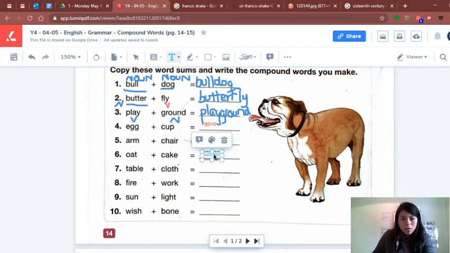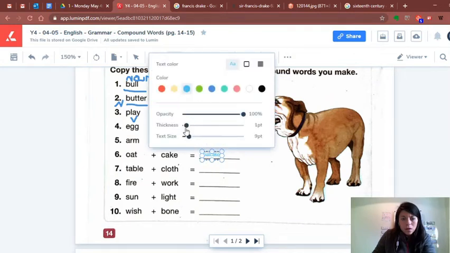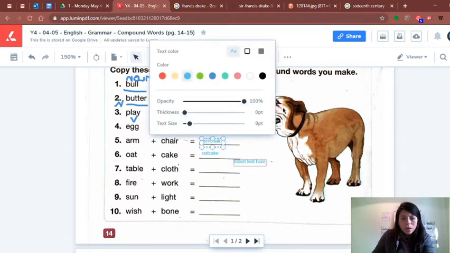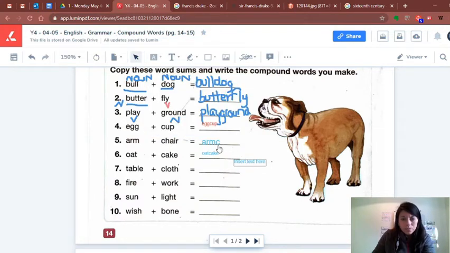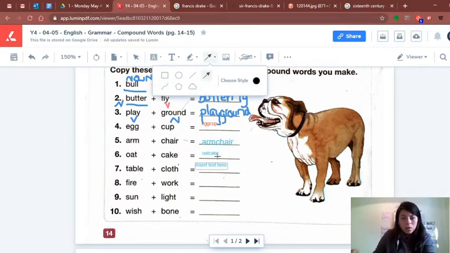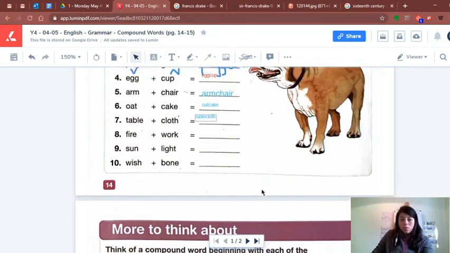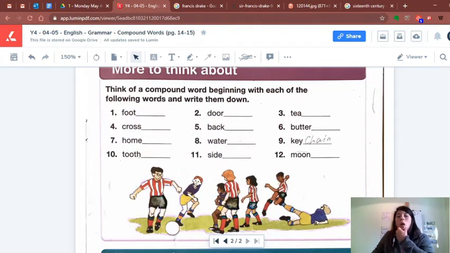So I'm going to change armchair, which is nice and big, and oat cake, and tablecloth. Sorry. Tablecloth. And so on. Okay? Now the deal here is that I created these bunch of words and I'm really just thinking of one word, okay?